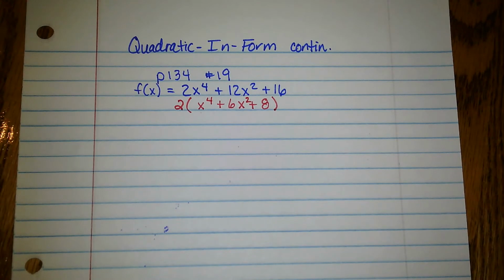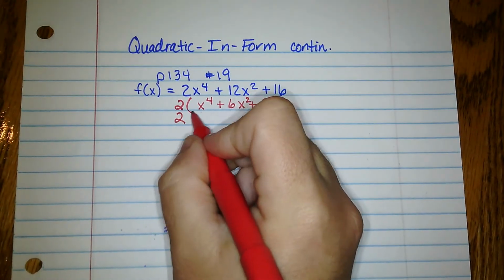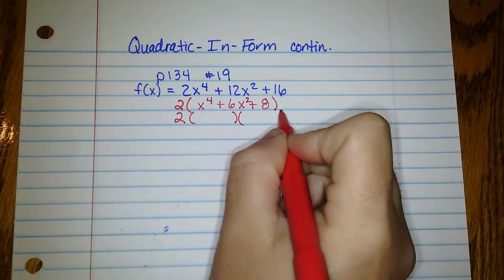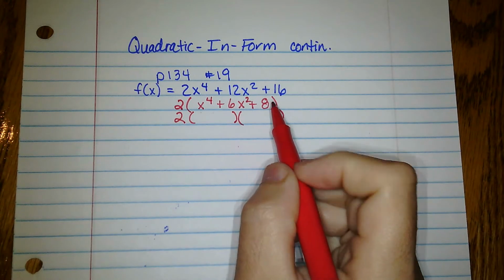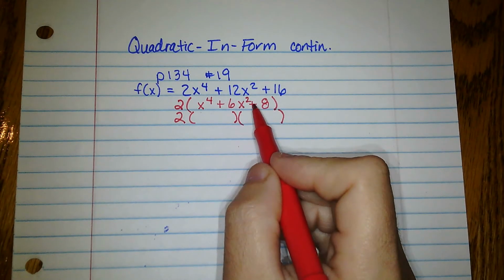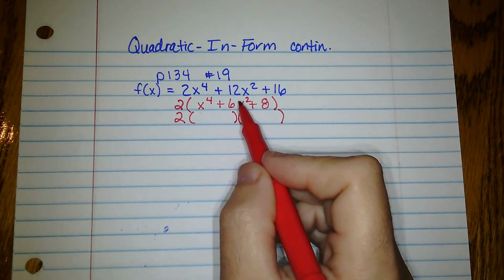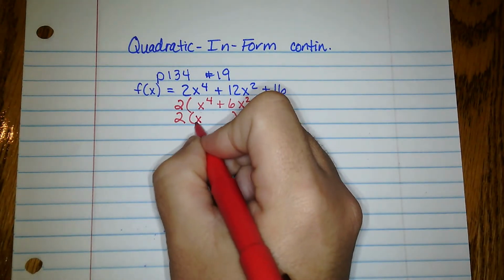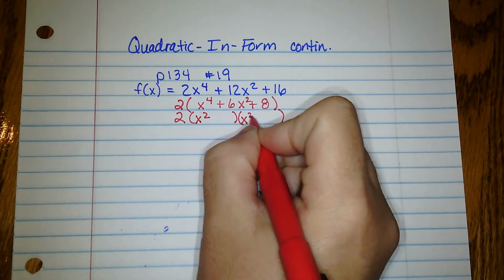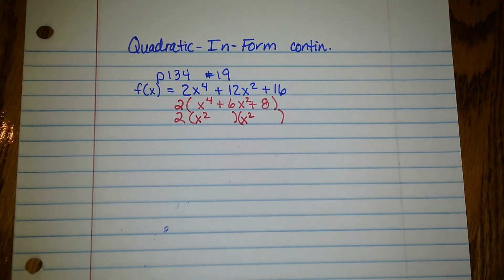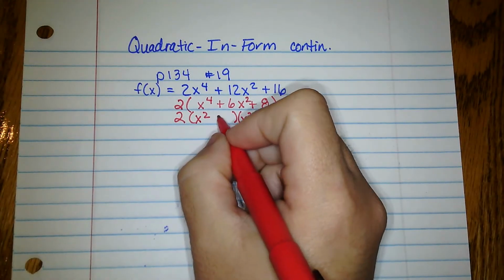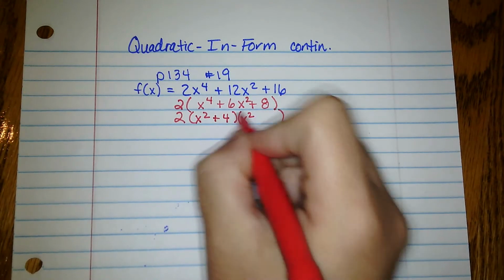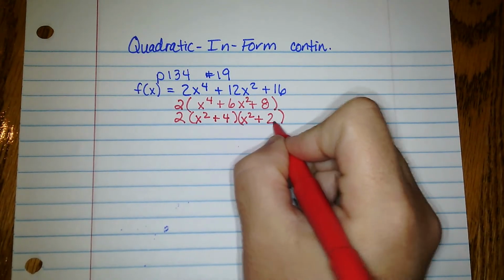Okay, so now what I want to do is factor the trinomial if I can. So are there factors of 8 that add to 6? Yeah, 4 and 2. So I'm going to have x squared and x squared, because multiplied together, they give you x to the 4th. That's why you put it there. And then 4 times 2 is 8, and 4 plus 2 is 6. So that will take care of those two things.